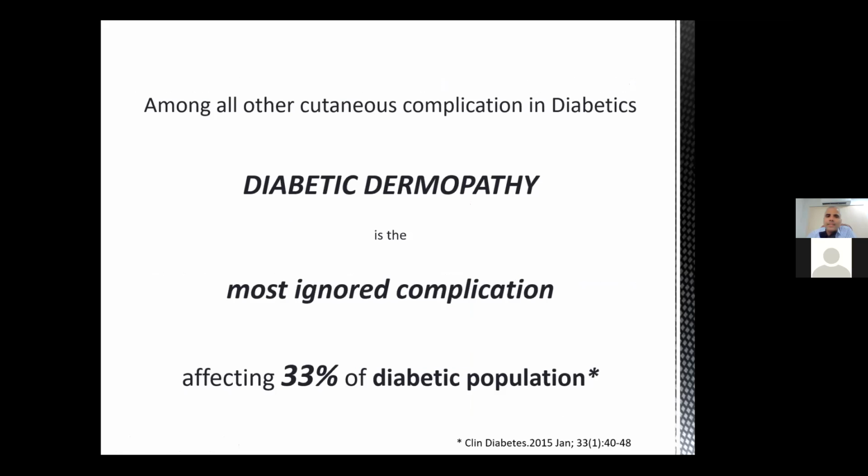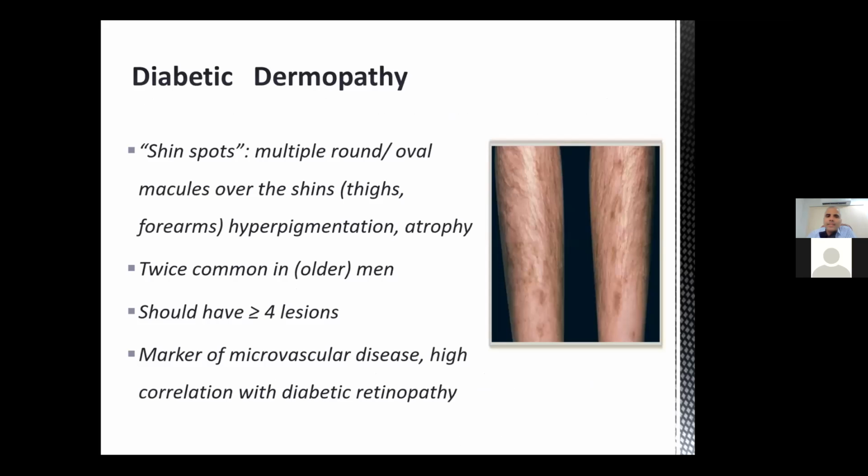So amongst all these complications, dermopathy is the most ignored because it doesn't trouble much other than the discoloration. So that is where possibly it's the most ignored complication of diabetic patients. Also commonly known as shin spots. There are multiple round oval macules on the shins. They're more common in men compared with females.